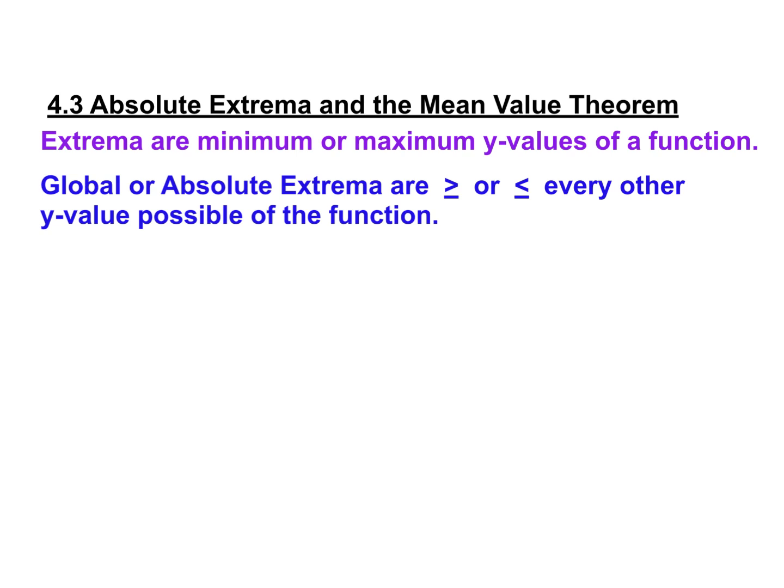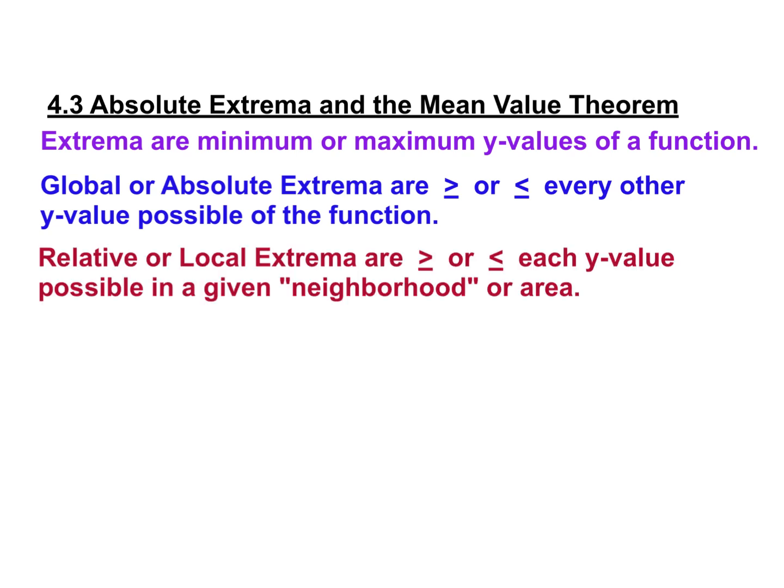The other one that we talk about, and Isabella just mentioned it, is local. Sometimes it's called relative extrema: relative minimum, relative maximum. Those terms can be used interchangeably. That's when we're looking at a specific area. Instead of looking at the entire thing, we're looking at a very specific window, I guess is the best way to say it. You'll hear the phrase neighborhood, in the nearby area.